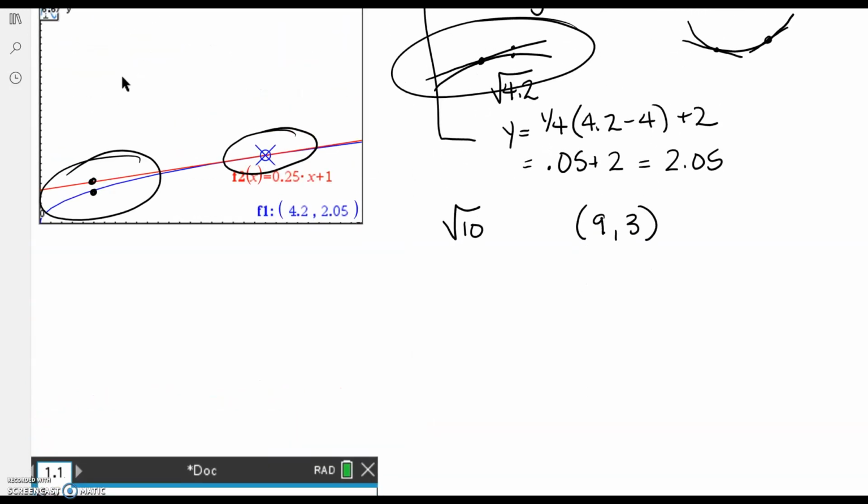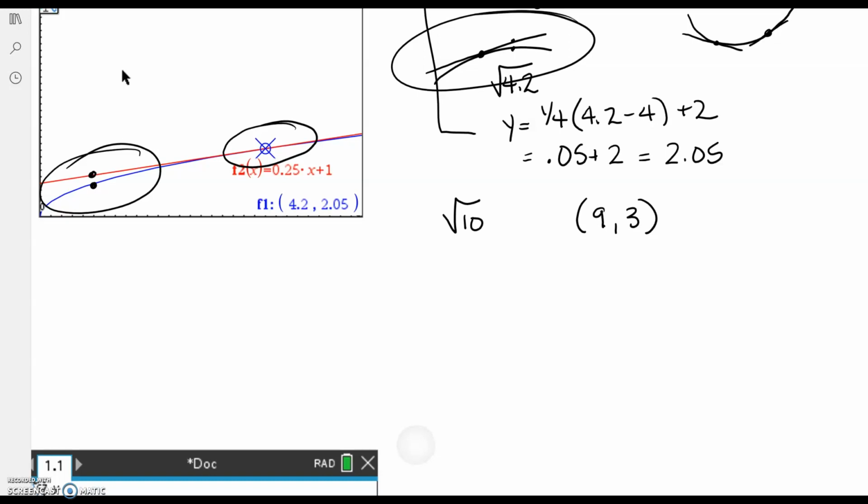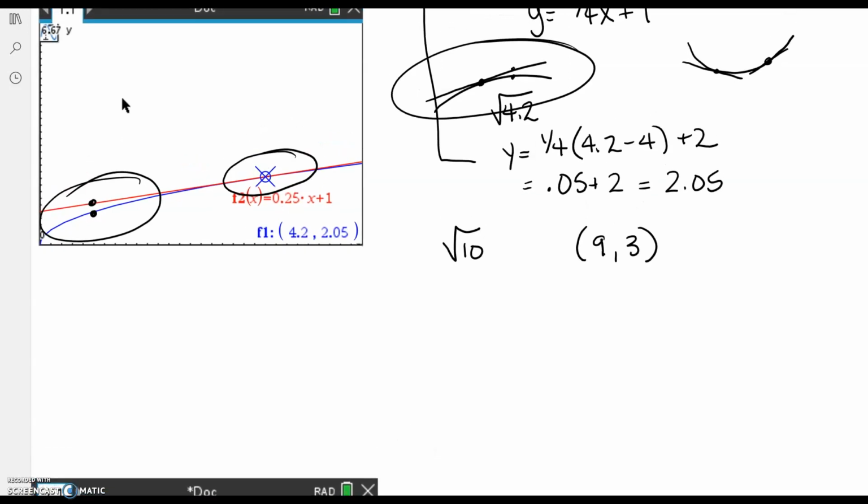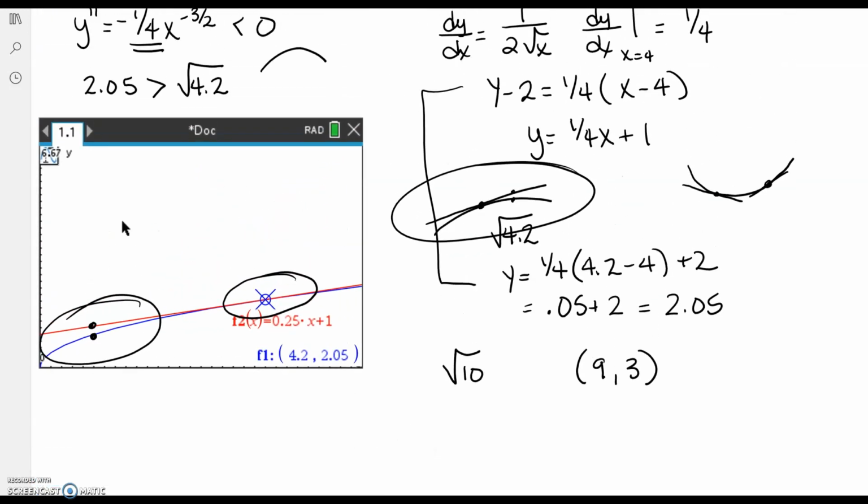But we know that the only reason we're seeing 2.05 here is because I was lazy and didn't go out more decimal places. It would definitely be different than 0.5. Okay? It probably rounds up to 2.05.